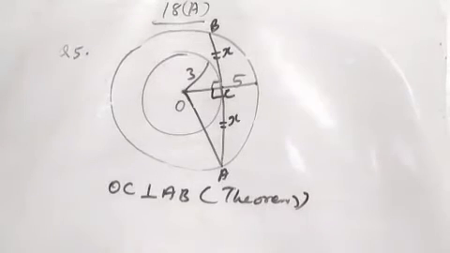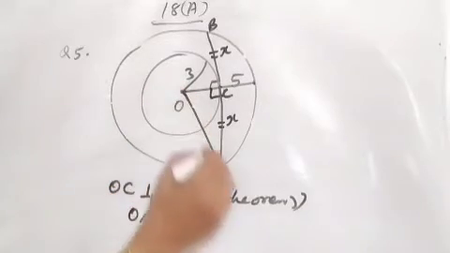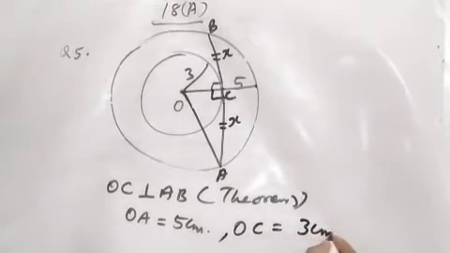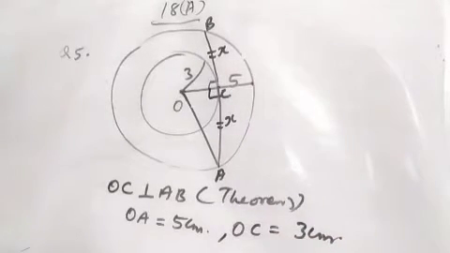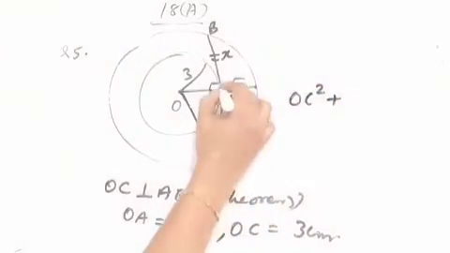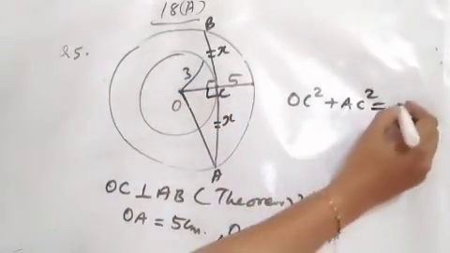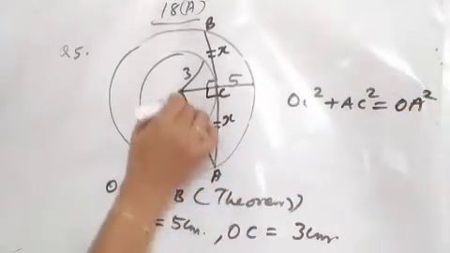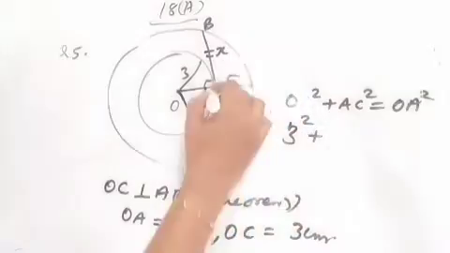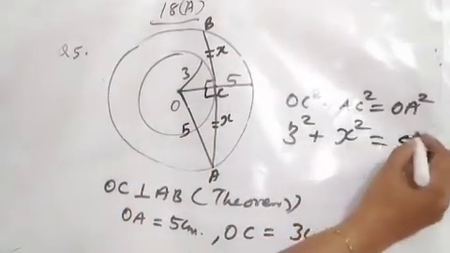Tangent is always perpendicular to the radius and OA is equal to 5 cm, radius of the larger circle. OC is the radius of the smaller circle, 3 cm. And we can apply Pythagoras theorem. How can we solve this problem? Yes, OC square plus AC square equal to OA square. Side opposite to right angle is the hypotenuse. Now apply the values. OC is 3 square, AC we don't know, that is x. OA is the radius of the larger circle, 5 square.